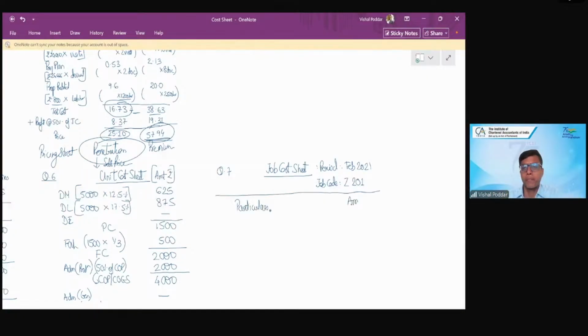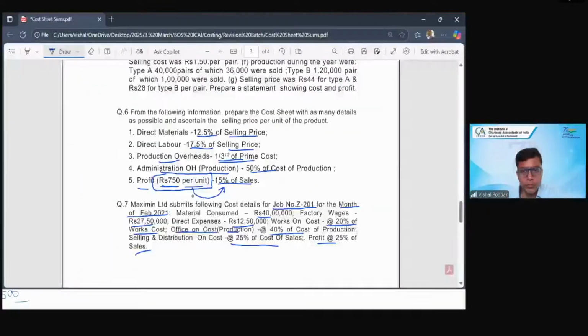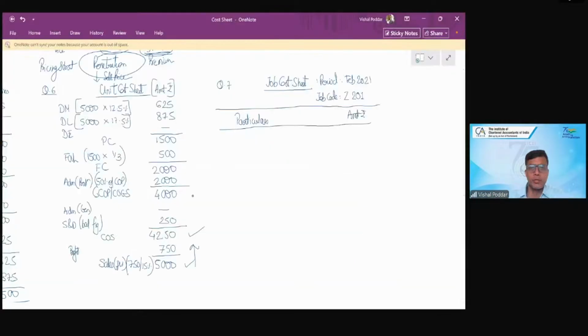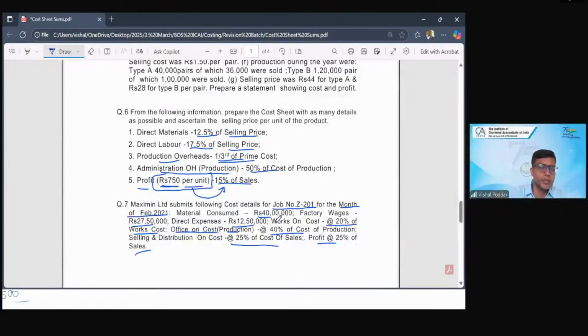Articles. Okay. Material consumed 40 lakhs. Factory wages 2750. Amount in rupees lakhs. Direct expenses 1250.